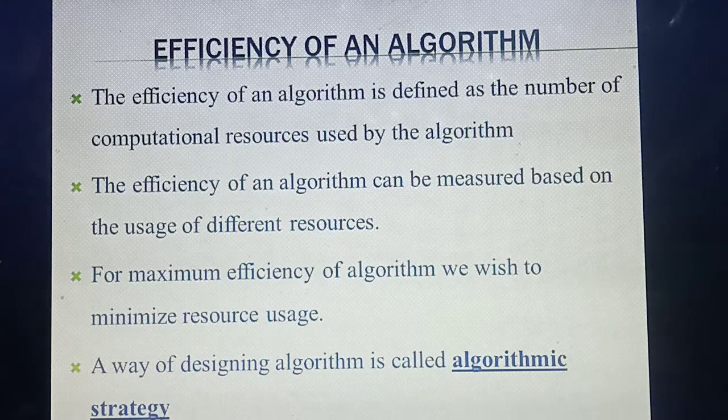Okay. So the efficiency of an algorithm is determined by the usage of different resources. First you are using the first resource, you will determine one efficiency. The second.